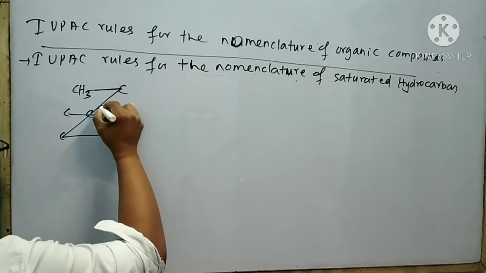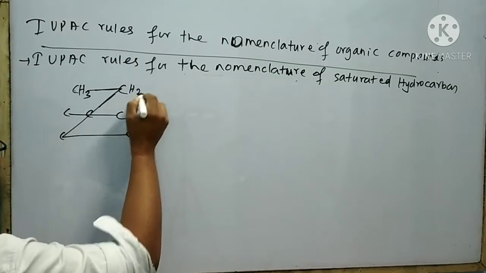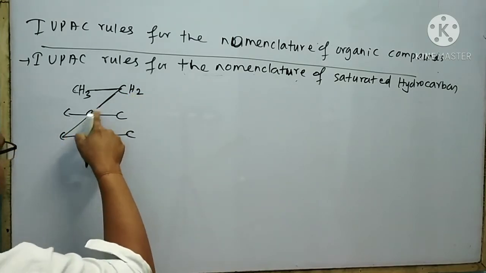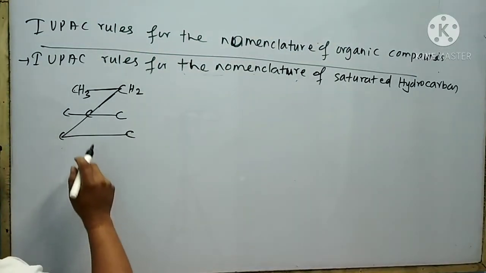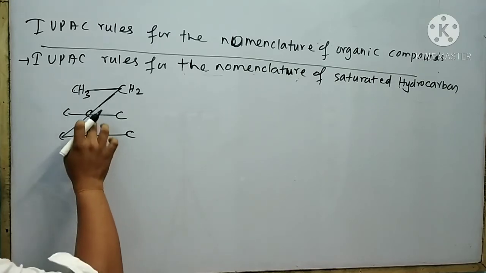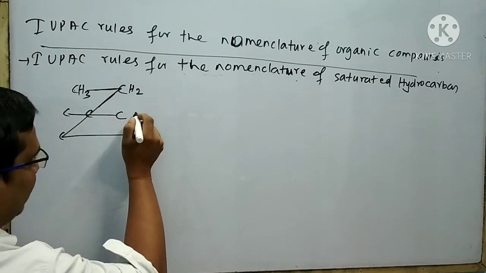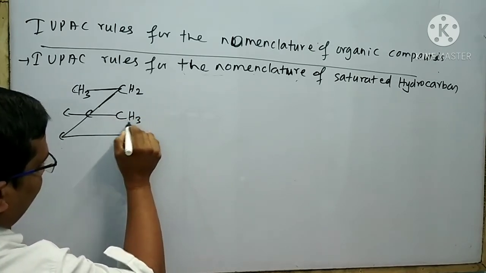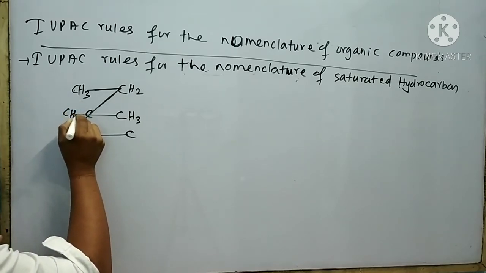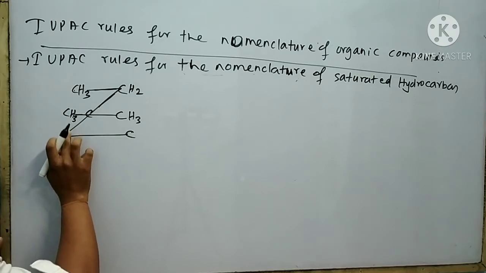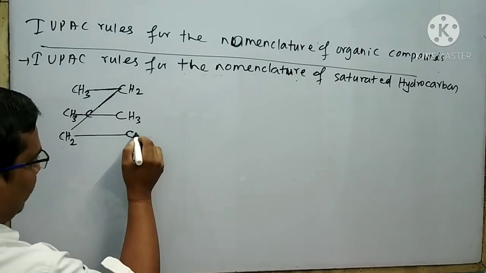Here 2 covalent bonds are present, so it is bound to write here 2 hydrogens. In this carbon atom, there are 4 covalent bonds present, so it is not necessary to write any hydrogen atom with this carbon atom. Here 1 covalent bond is present, so it is bound to write here 3 hydrogen atoms. Here also 3 hydrogen atoms. Here 2 covalent bonds are present, so write here 2 hydrogen atoms. Here it is bound to write 3 hydrogen atoms.